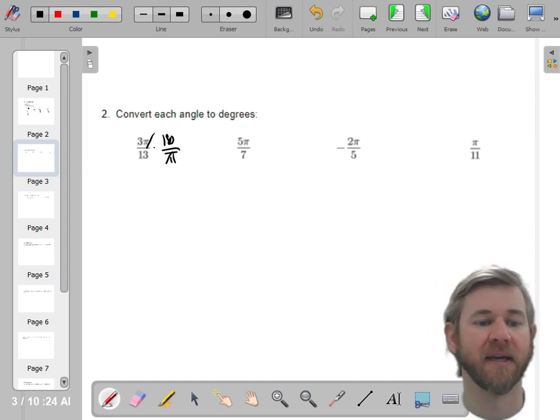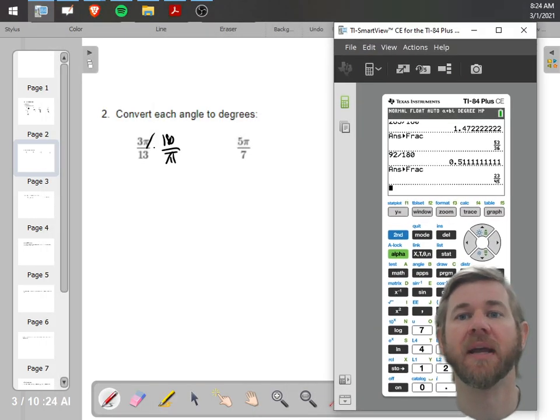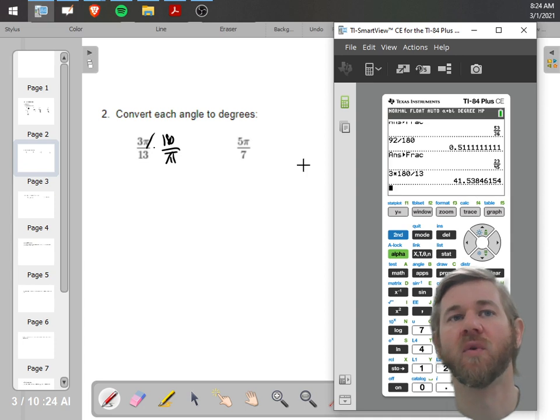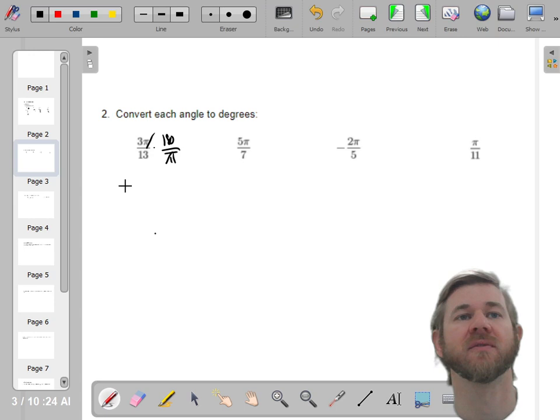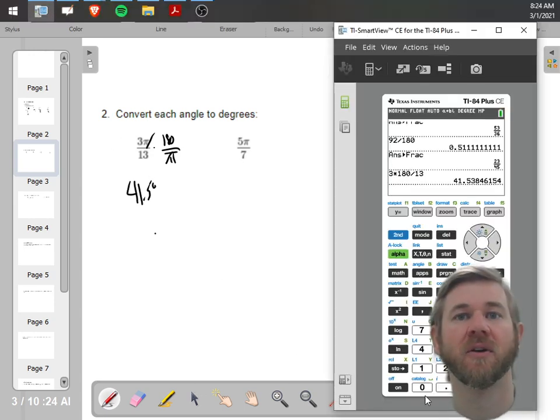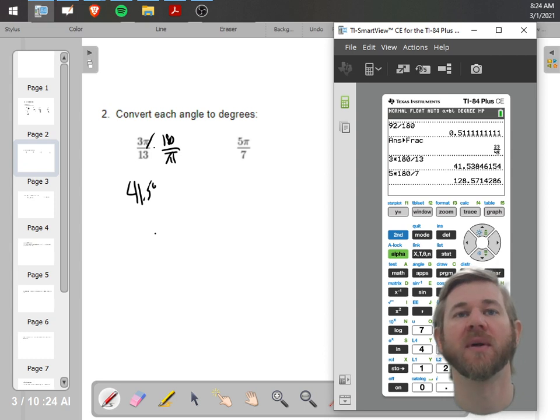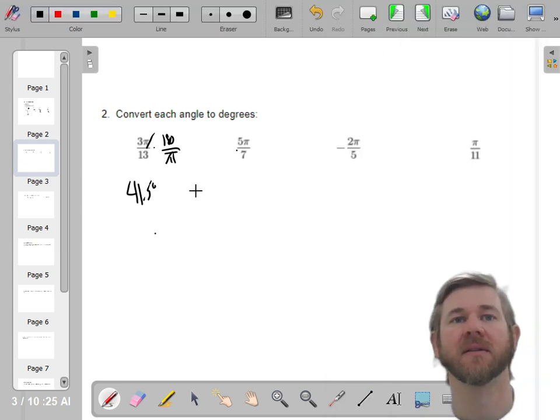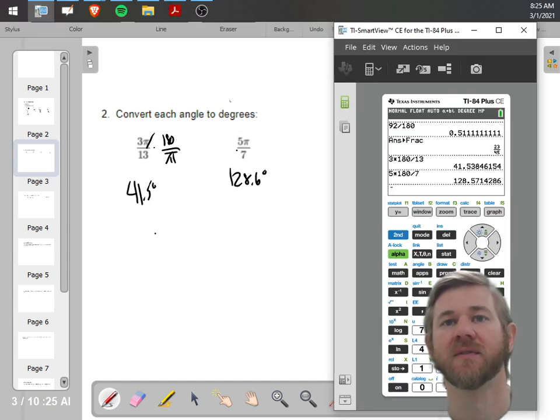So I'm going to say 3 times 180 divided by 13, which is 41 point... it doesn't say how many decimals, so we'll just keep 41.5 degrees. Now I could keep doing this. So 5 times 180 divided by 7 is 128.6 degrees.